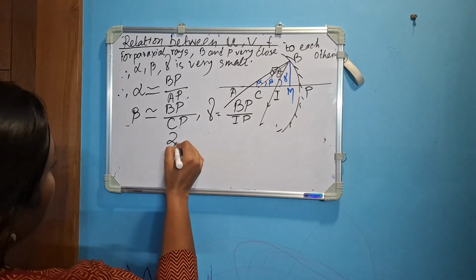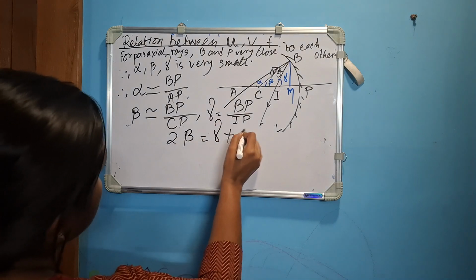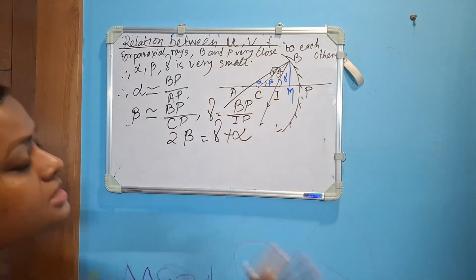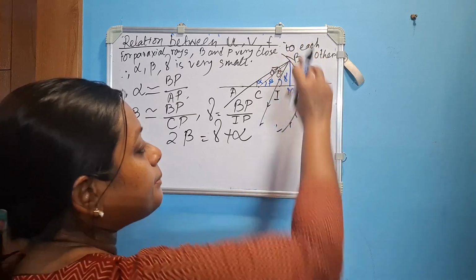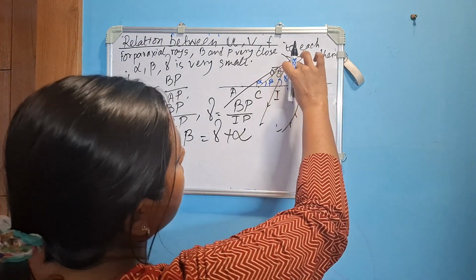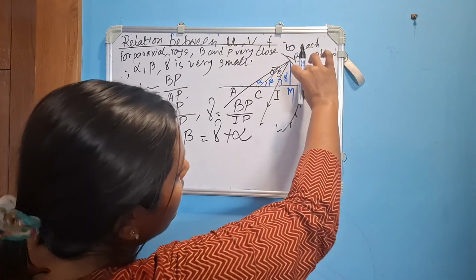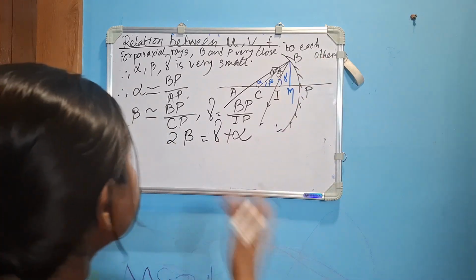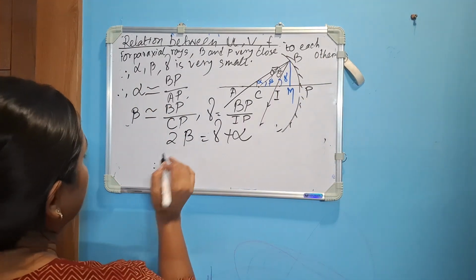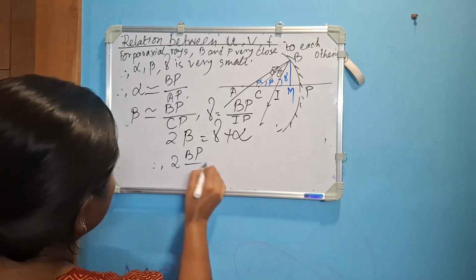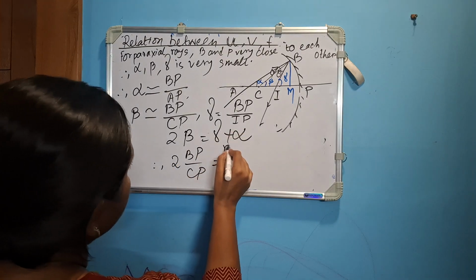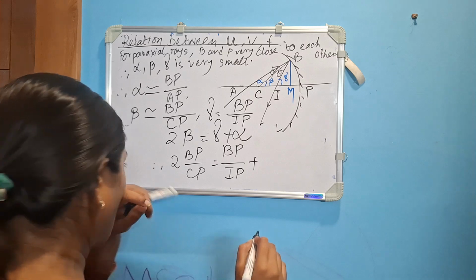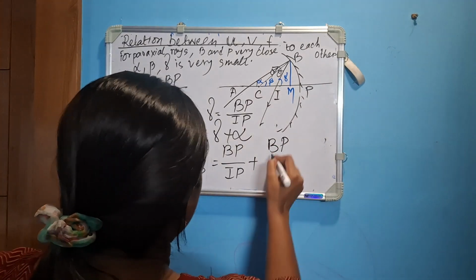The previous relation we got, that is 2 beta equals gamma plus alpha. So here you understand why this BP and AP is coming, because B and P are very close to each other, so this perpendicular becomes very close to, overlapping with, this BP. So we are considering this BM as BP. Now putting the values here, it is 2 BP by CP equals gamma, which is BP by IP, plus BP by AP.